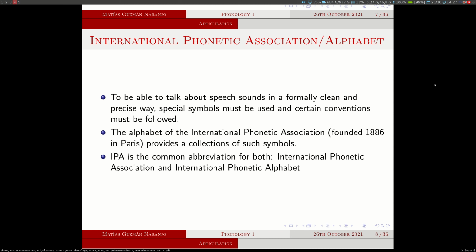Now, to be able to talk about speech sounds in a formally clean and precise way, we need special symbols, and the symbols are used by convention, and we follow them very closely. For this reason, the International Phonetic Association was founded to provide a collection of such symbols, and we call IPA both the association and the alphabet, but more commonly the alphabet. And this alphabet is a collection of symbols in which we can write any human speech sound in a very precise manner.